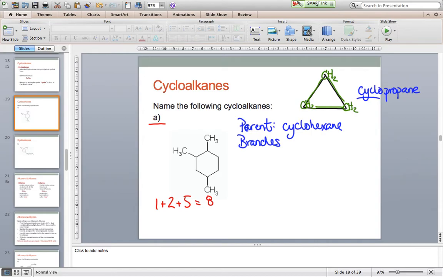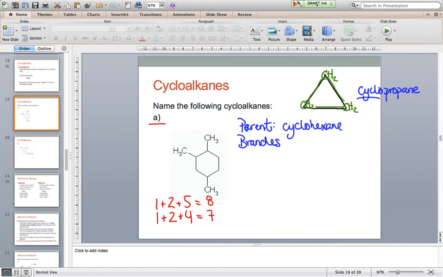Where else could I start numbering? I could start numbering here, 1. And now I could go anti-clockwise or counterclockwise, 2, 3, 4, 5, 6. Oh, okay, well now I have branches at 1 and 2 and 4. If I add those together, that makes 7. Okay, well 7 is less than 8, so perhaps that's the right one.